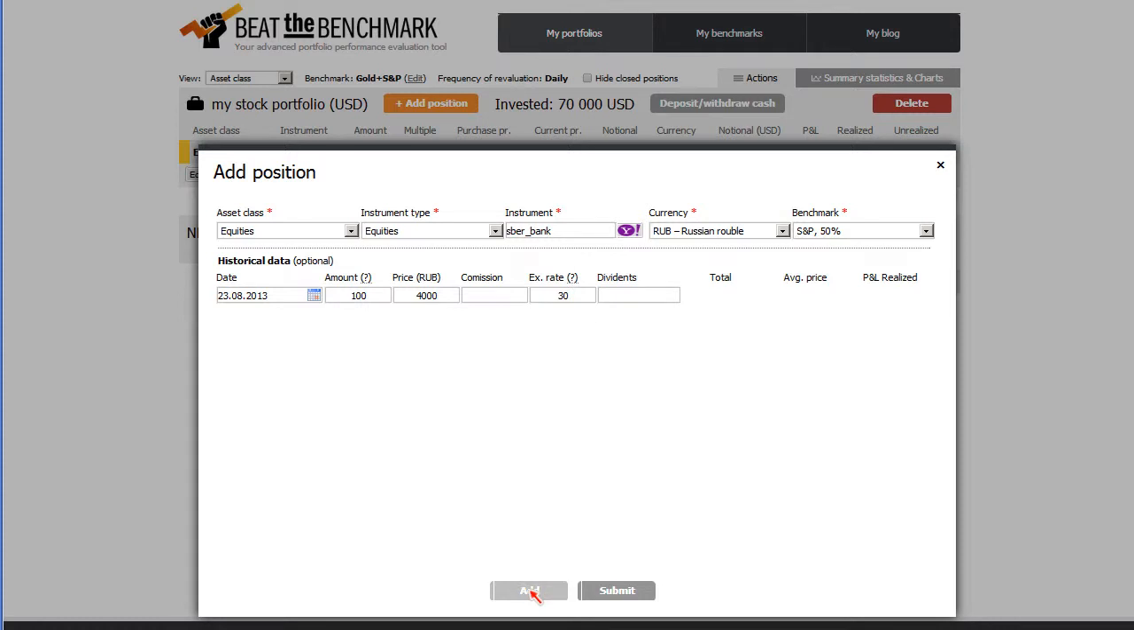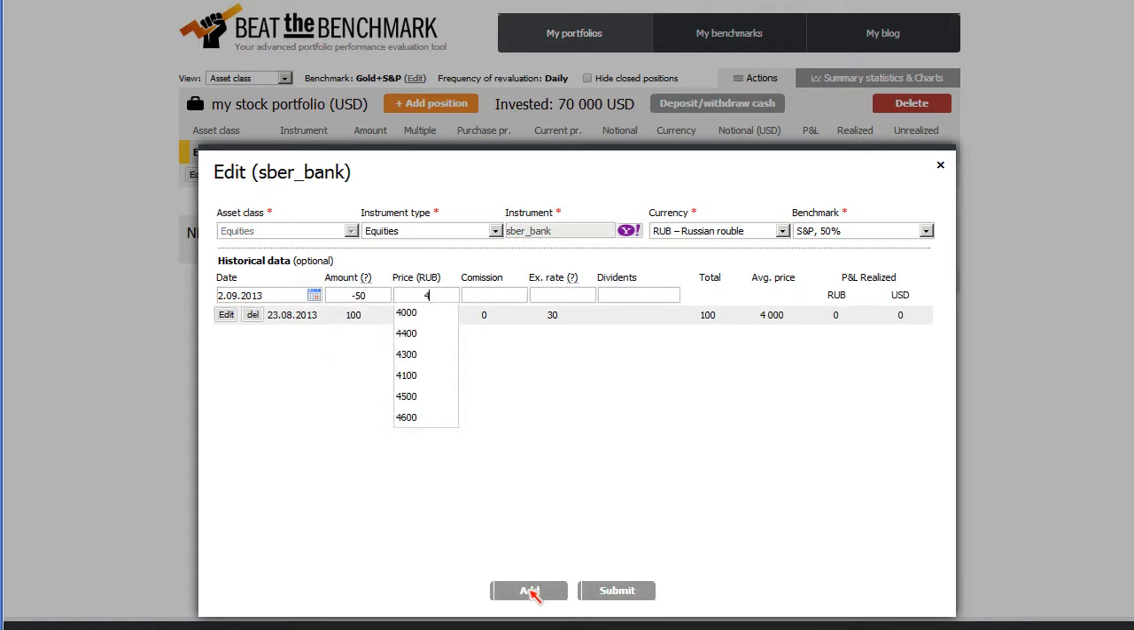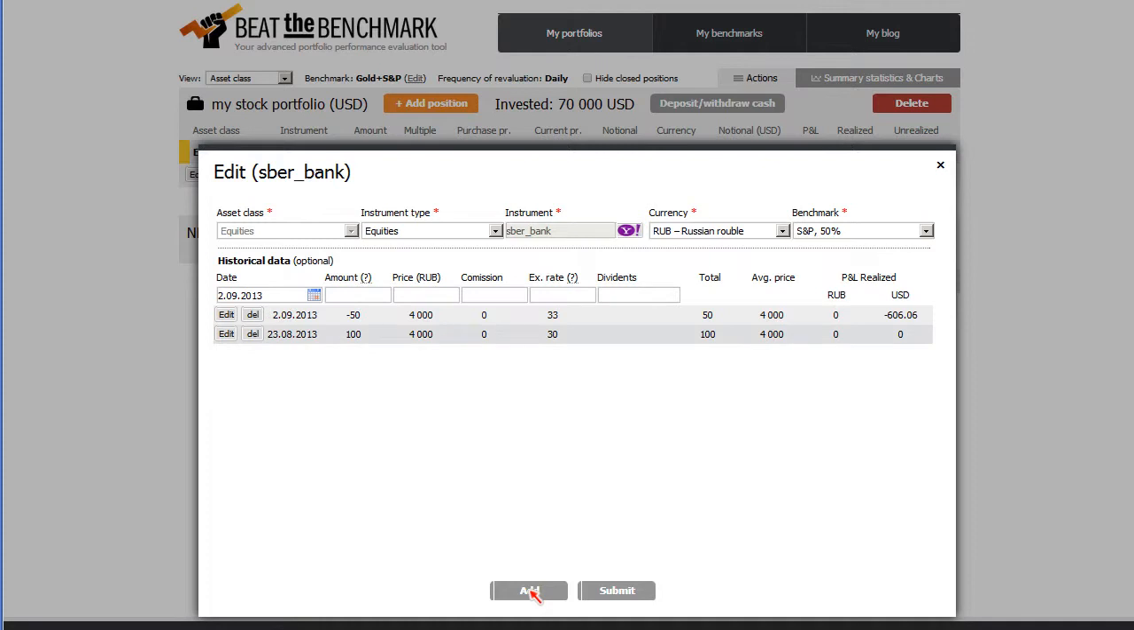US dollar. Next, let's assume that we sell 50 shares at 4,000 rubles, but the exchange rate is now 33 rubles per US dollar. In other words, the ruble has depreciated by 10% against the dollar. As a result, we did not make any money from share price appreciation, but we lost 10% from ruble depreciation.